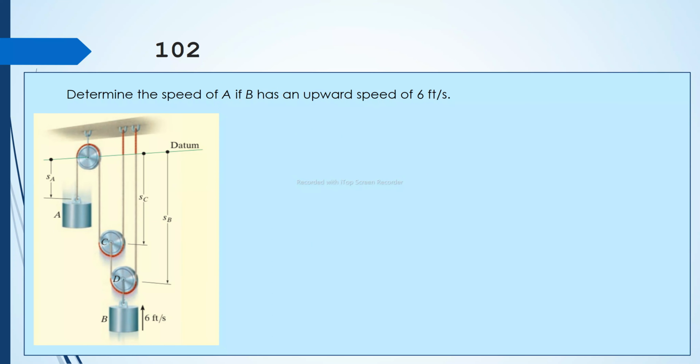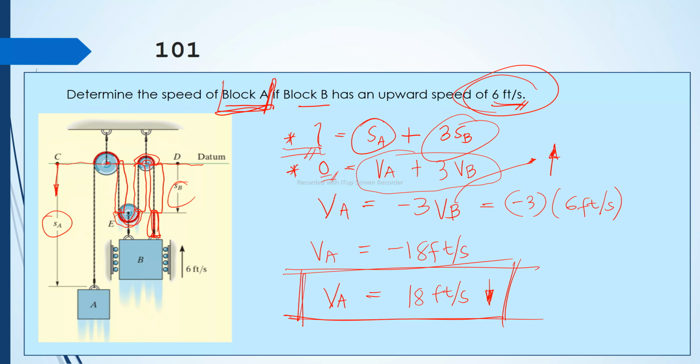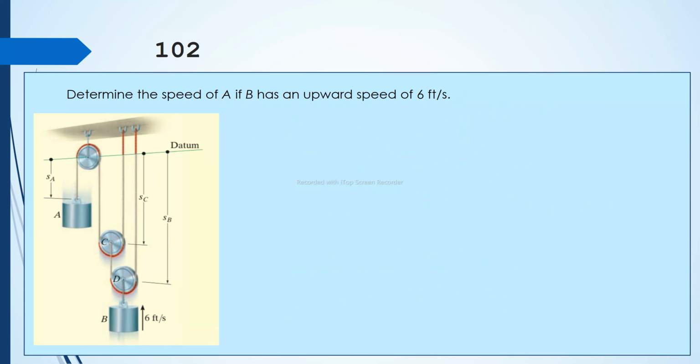Okay, for our second example, we have here: determine the speed of block A, let's say of A, if B has an upward speed of 6 feet per second. So this is quite similar with the first one, but notice the difference. The first one has only one chord. Here we have two chords.